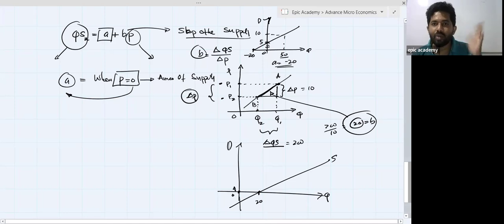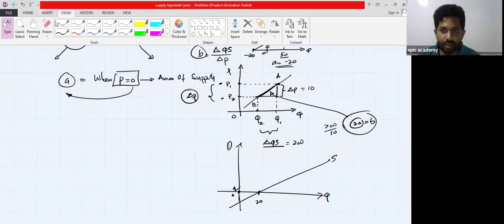So now you can identify that here the minimum expected price is 5 rupees, and here the minimum expected price is 0. So that is the difference. We can discuss all these calculation-related things later. Now you have to identify those things.